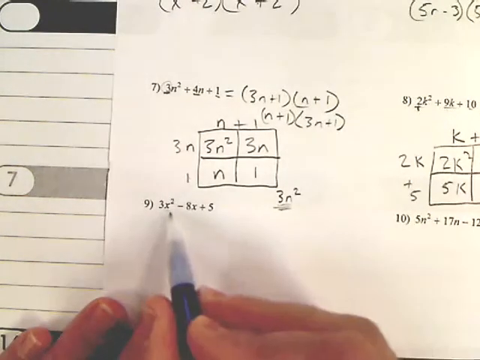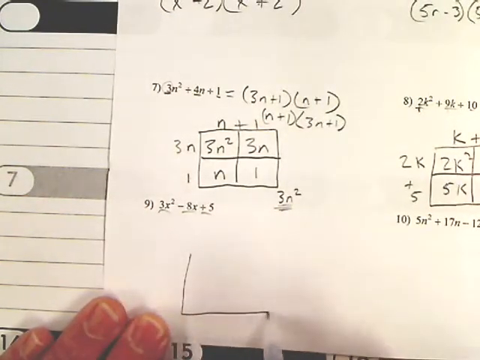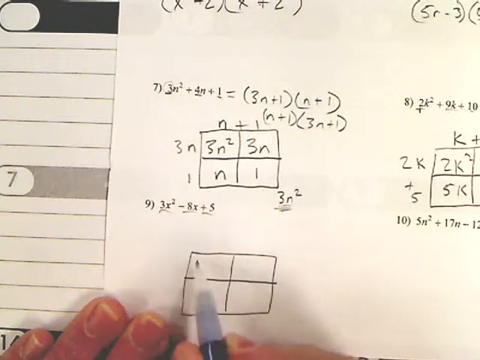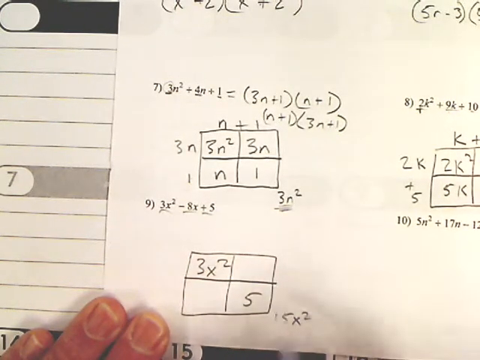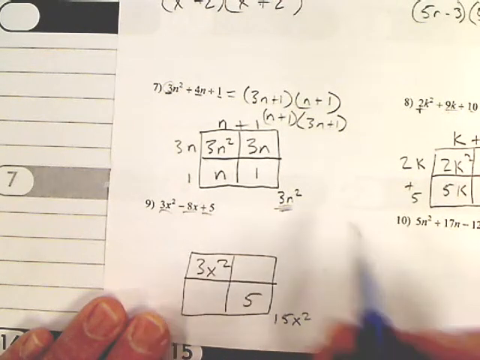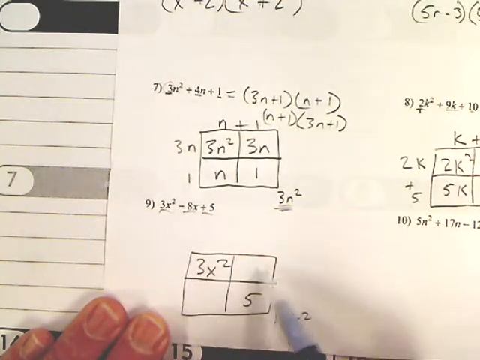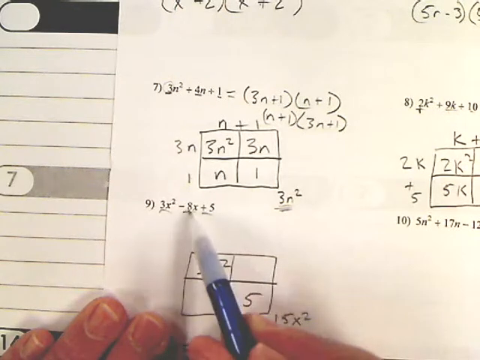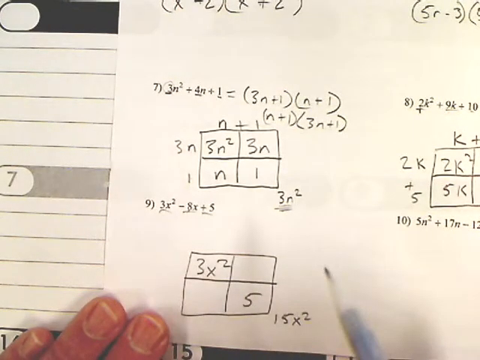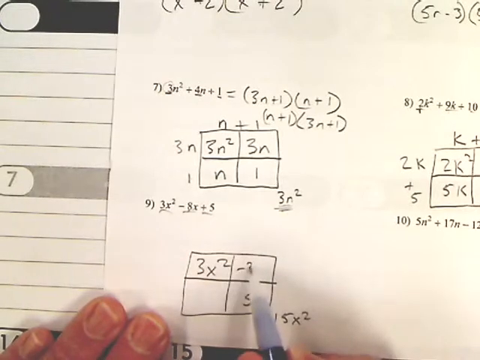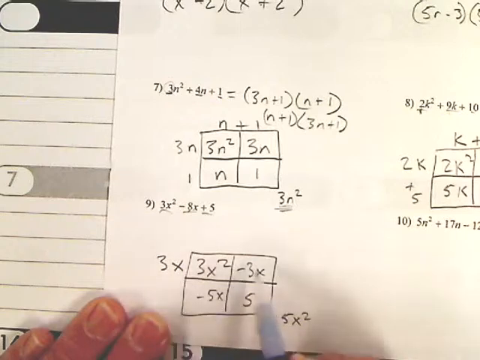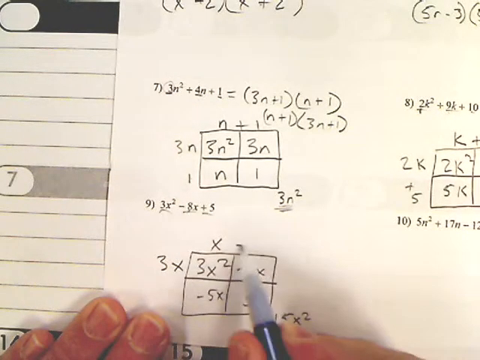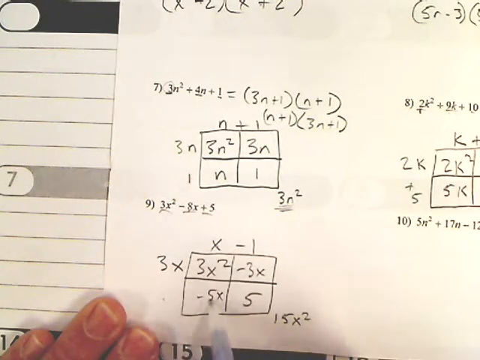And then no common factor. 3x squared, 5. These multiply together to be 15x squared, so these are going to multiply together to be 15x squared and add together to be negative 8x. So negative 3x, negative 5x. These are the common factors. 3x times what is that? Negative 1. x times what is negative 5x.